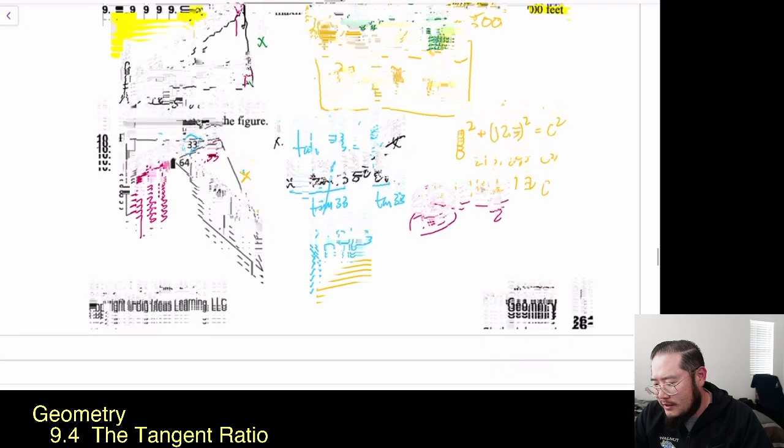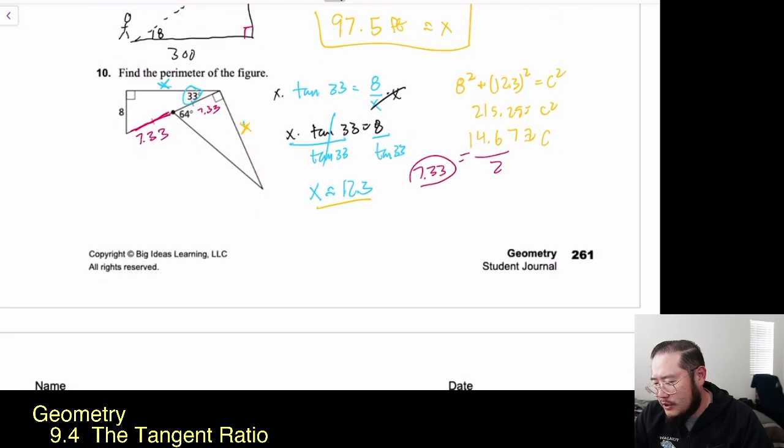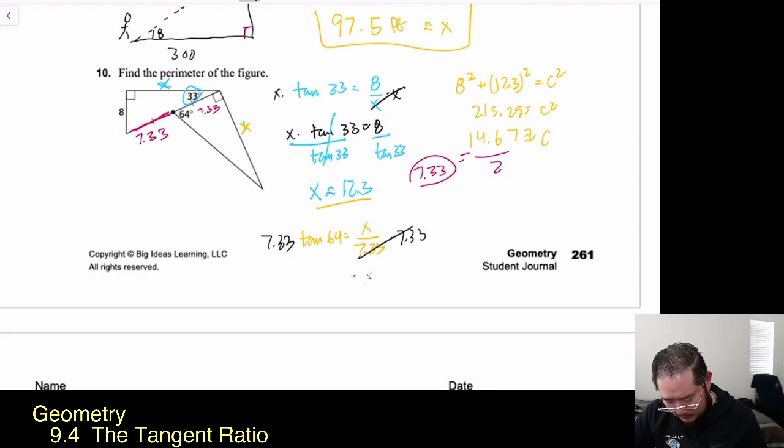So we have right here now tangent 64 is equal to opposite over adjacent. We'll get X by itself. We multiply both sides by 7.33. And so let's go ahead, 7.33 times tangent 64. And I'm getting right here approximately 15.0. So right here we got 15.0.